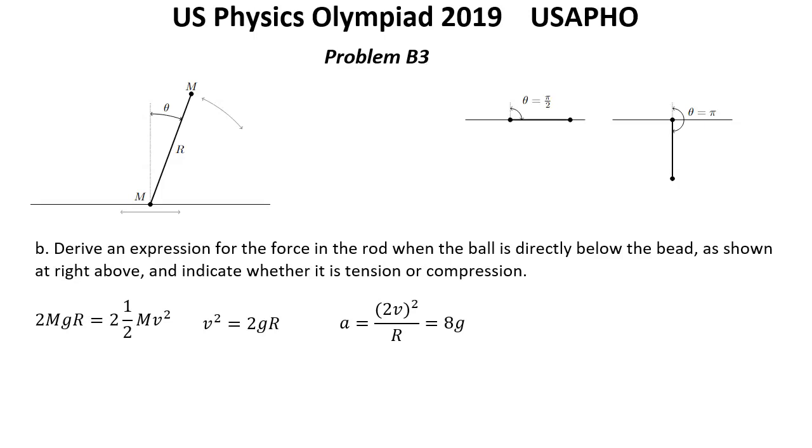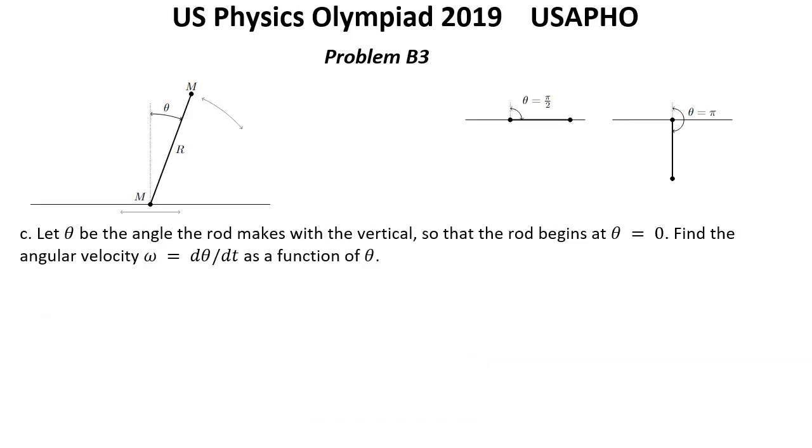So it means that we have the equation ma equals T minus mg. So from here we can find that the tension is 9mg. This is correct because the bead can have only horizontal acceleration, but the direction of the rod is vertical. So that was the answer for question B.